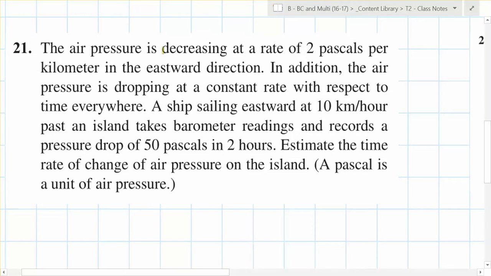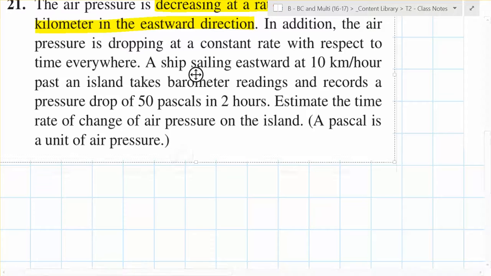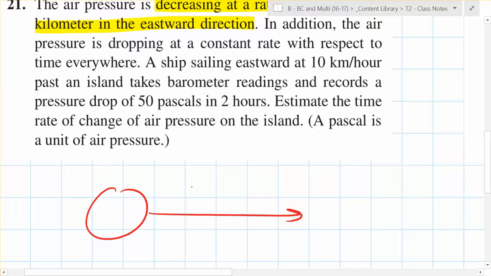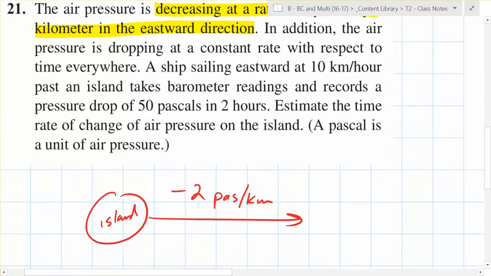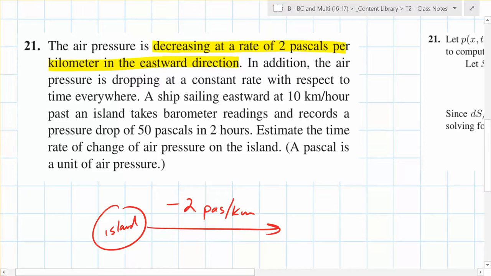The air pressure is decreasing at a rate of 2 pascals per kilometer in the easterly direction. So we have some sort of island right here, and as you go this way, what's happening? It's -2 pascals per kilometer, right? That's what's from the island. So as you move east of the island, what happens? The air pressure goes down.